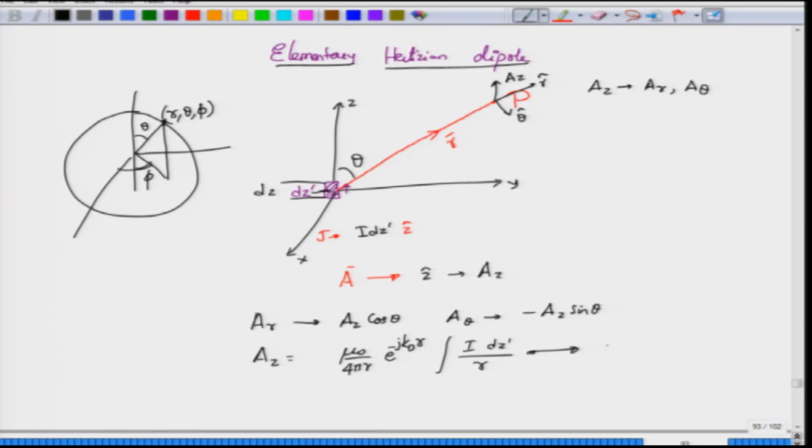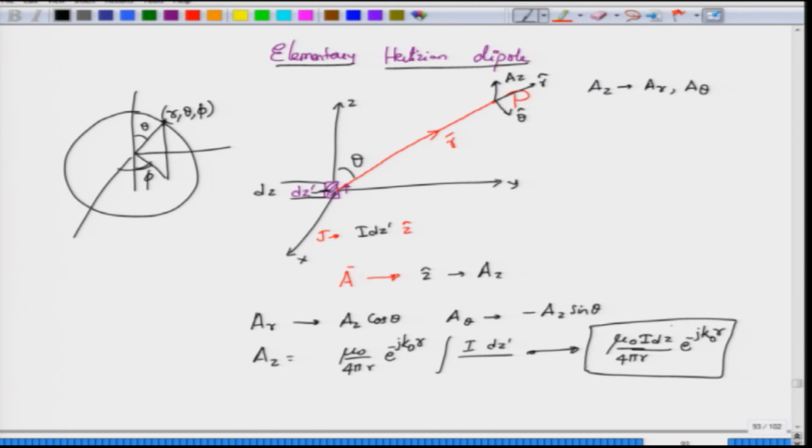Okay. So, this essentially becomes mu naught by 4 pi r. Sorry, I have already pulled r out here. So, the equation would essentially be this fellow, right. So, e power minus j k 0 r I dz. Okay. So, this fellow is I dz e to the power minus j k 0 r. So, this is your Az that you have.